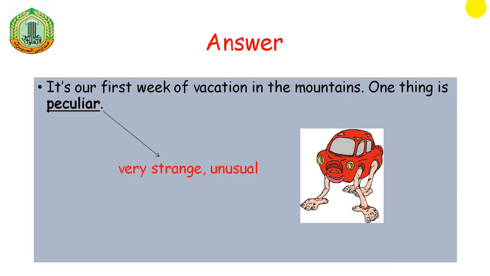Okay. So here peculiar means very strange, unusual. Something is weird, something is not as usual. So it's our first week of vacation in the mountains. However, there was something peculiar about it. So that means something strange. Okay? Let's move to the second word.